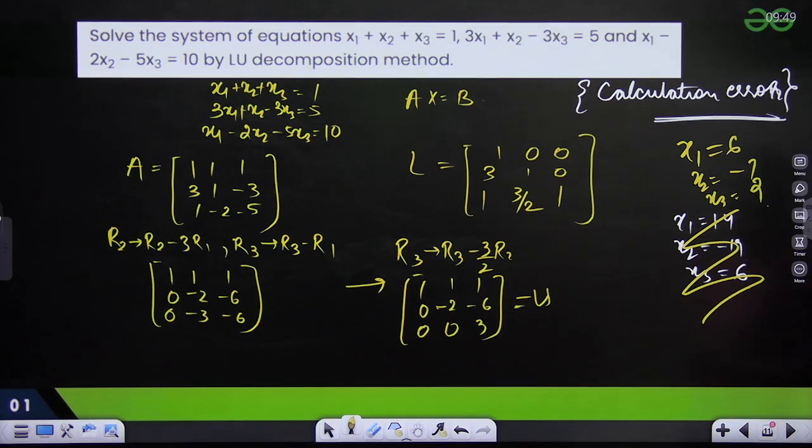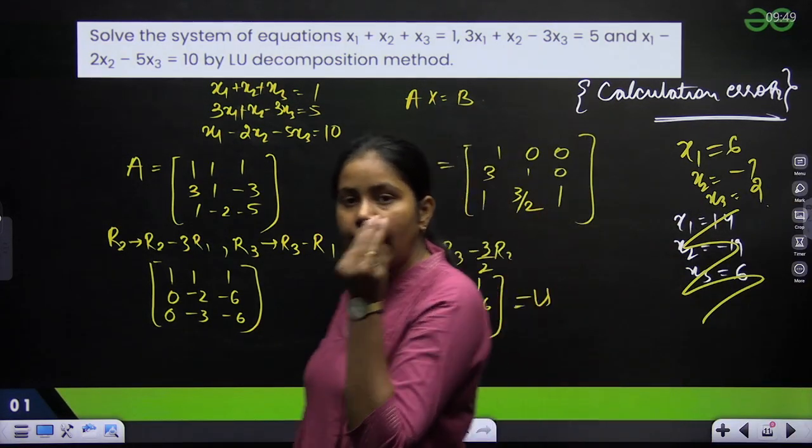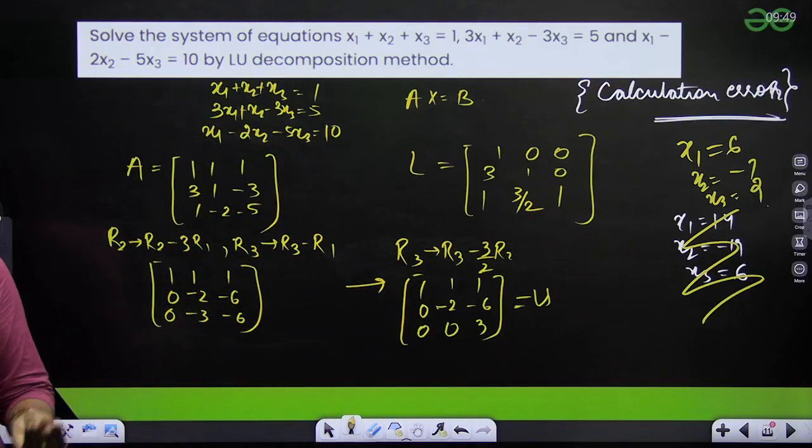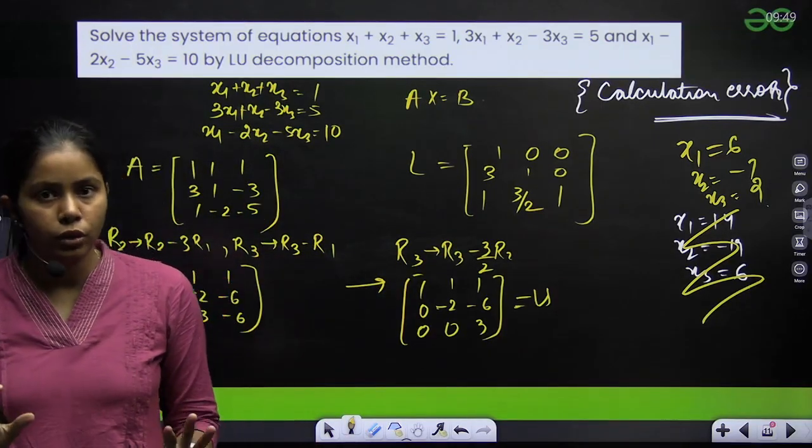Now let's check. 3 sixes are 18, 18 minus 7 is 11, 11 minus 6 is 5, right? Correct. Third one: 6 minus 6 plus 14 is 20, minus 10 is 10, right? So it helps us check the solution by putting it into the equation.